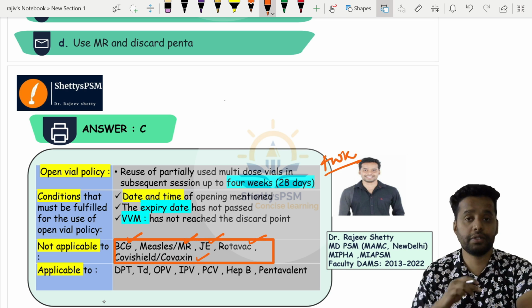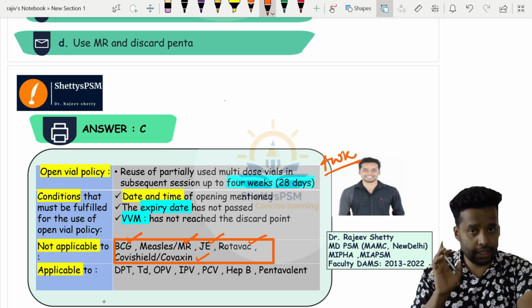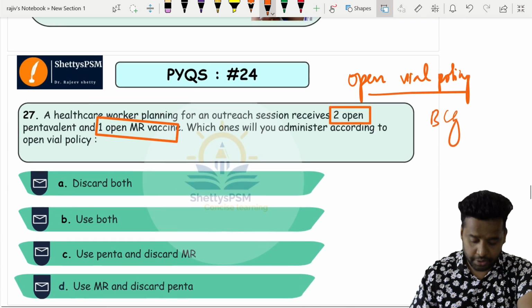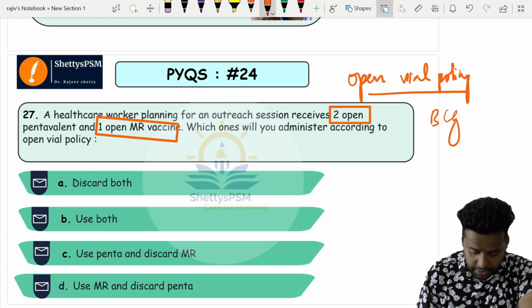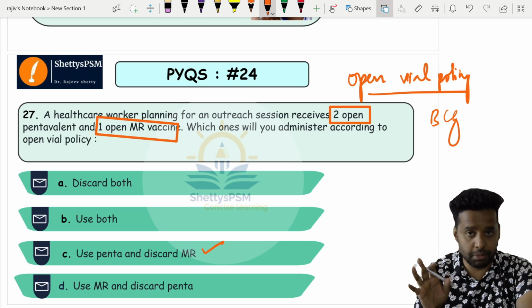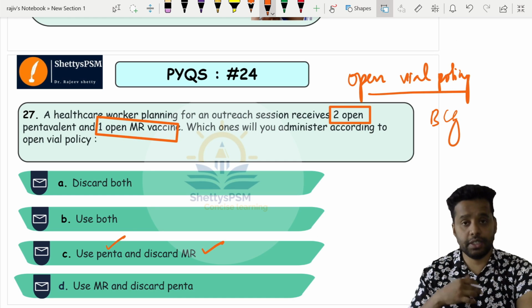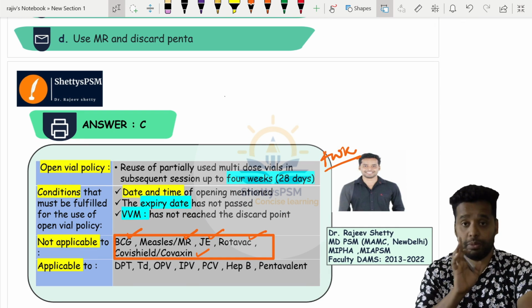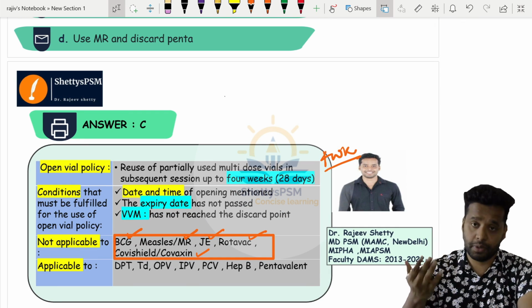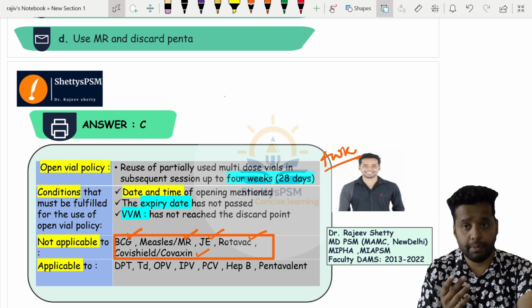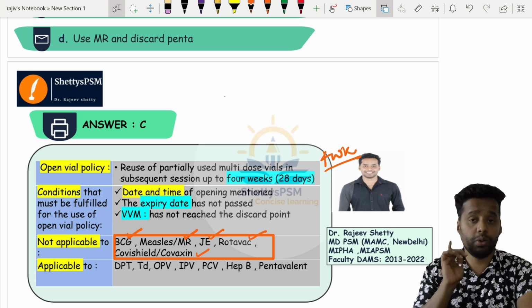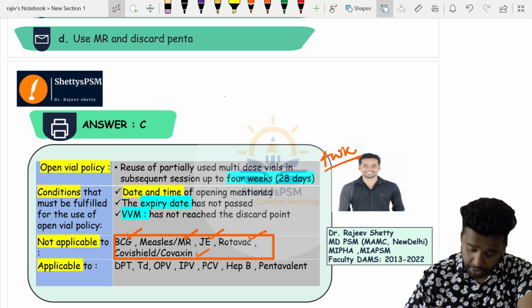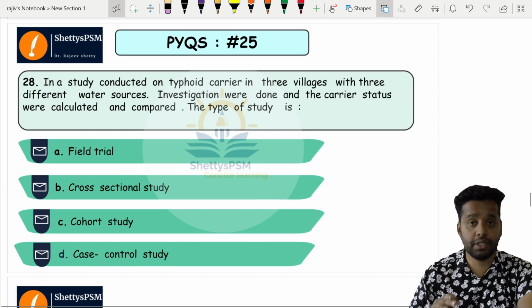For how many weeks? For 28 days. If date and time is mentioned, that means you have to discard MR since it is not applicable. Use Penta since it is applicable. Listen, not applicable, you just have to remember. Remaining all the other vials it is applicable, and applicable only if date and time is mentioned. That is why we have to mention date and time.